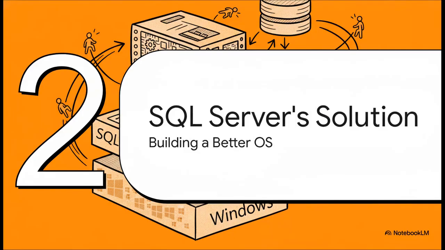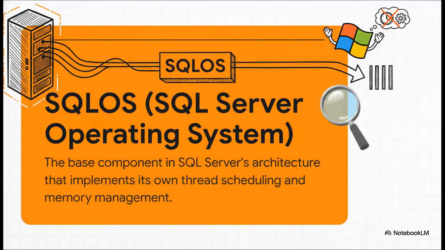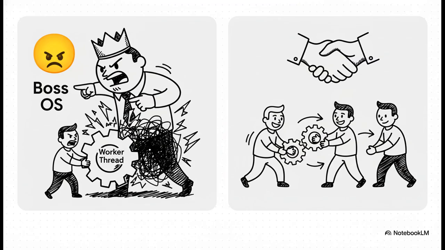So how does SQL Server get around this micromanagement problem? Well, it does something brilliant. It builds its own specialized mini operating system called SQLOS that runs as a layer right on top of Windows. And this thing, SQLOS, is laser-focused on one thing and one thing only, making databases run as fast as possible. It effectively takes control of thread scheduling away from Windows, creating a system that's perfectly optimized for the unique demands of SQL Server. And this slide right here, this is the core difference.